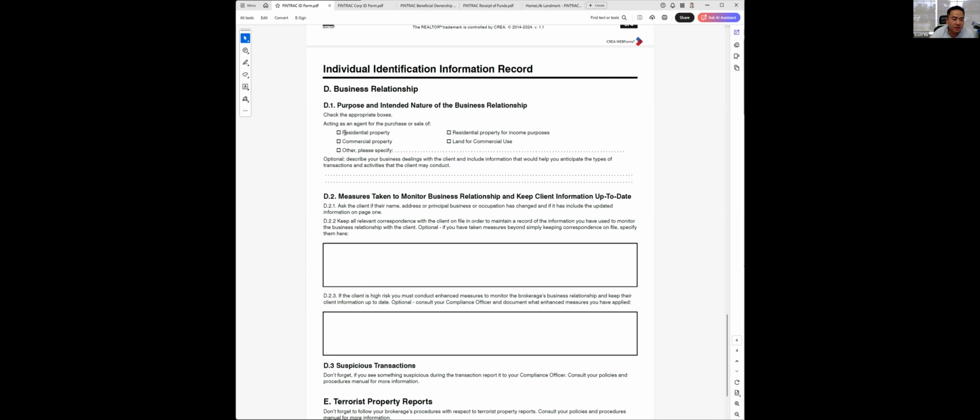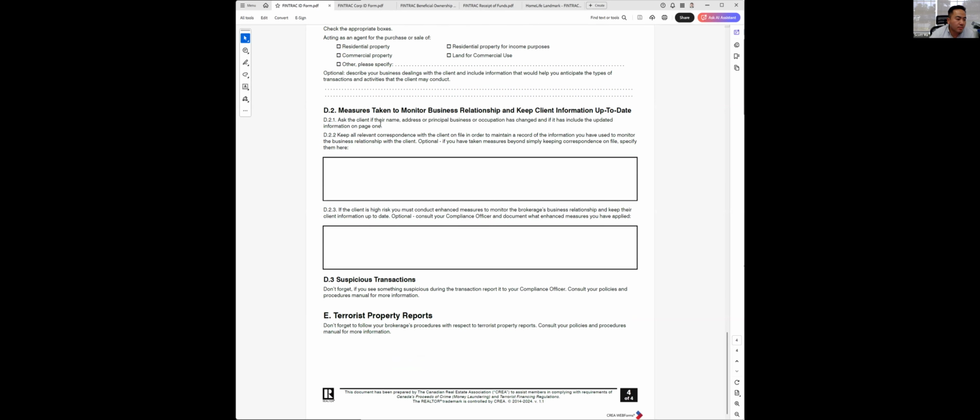So you have to identify, what is the purpose of this transaction? Is it for residential or commercial property? You have to be able to assess what's the risk of the client. How did you meet them? Anything that may be relevant for FinTrac purposes, you want to record here. So, how did you meet them? How many times have you interacted with them?